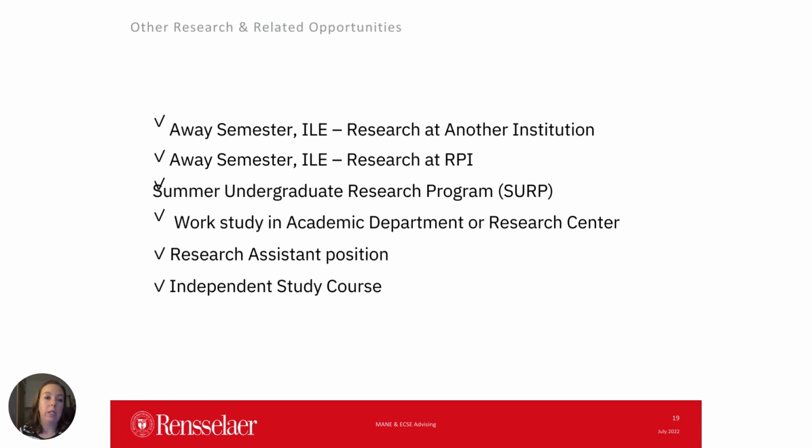You can also do work study in an academic department or a research center. So this is a way that you can be involved with research, but maybe on a little bit more unofficial basis. You can see what faculty are doing. You can work side by side with them without actually earning credit. You would be getting paid if you're doing work study, but not specifically for your research. It would be more for clerical things, running things around campus, that sort of thing.